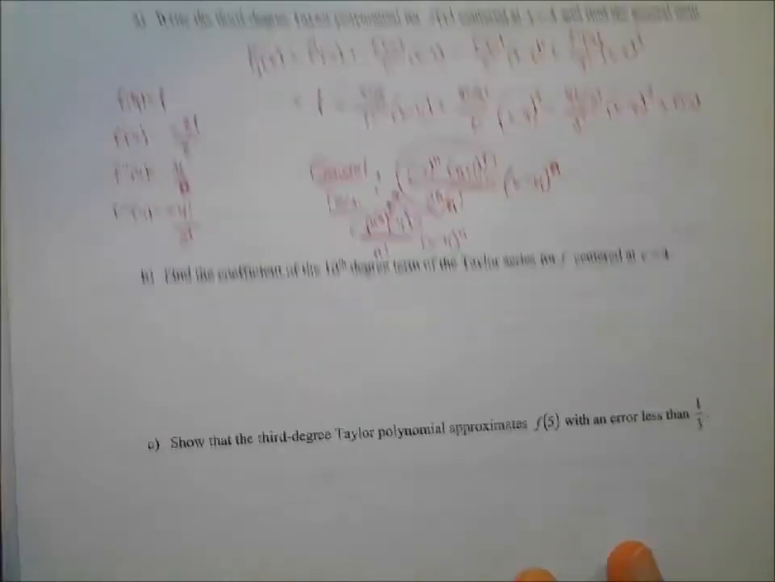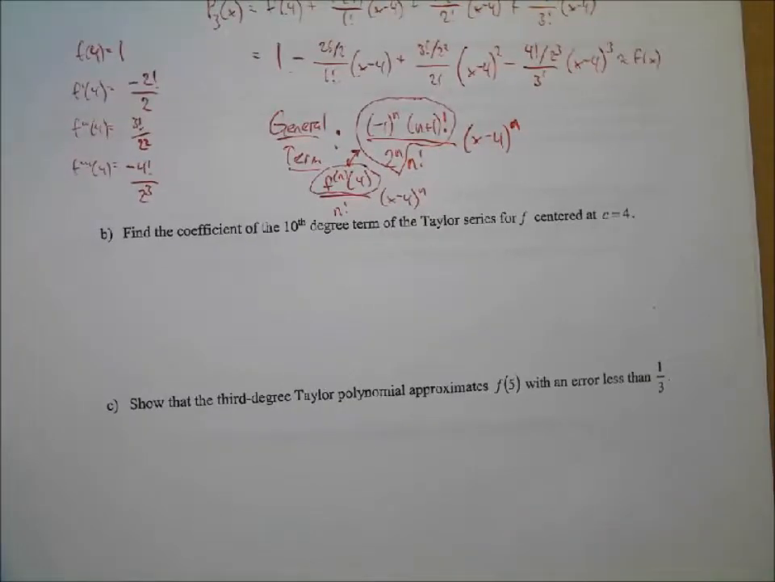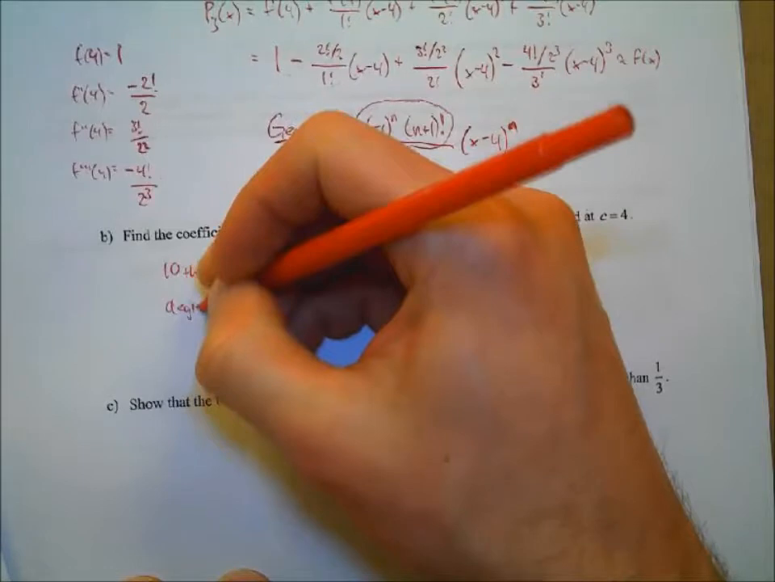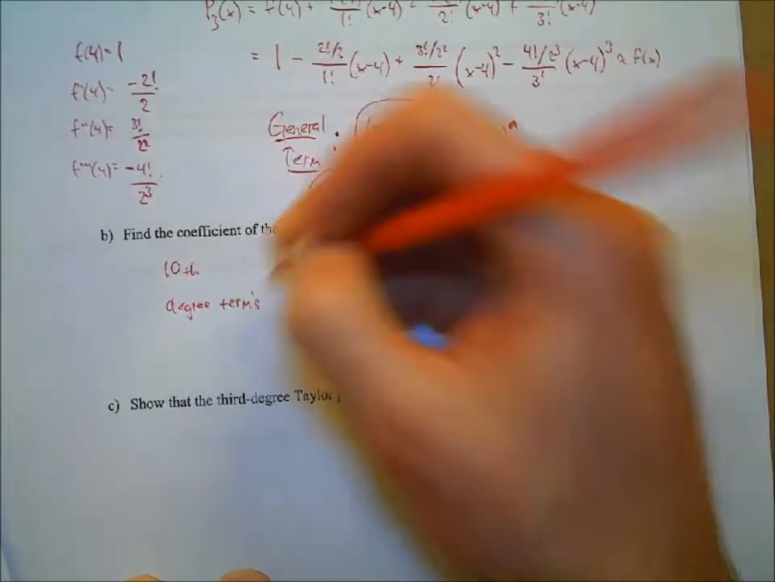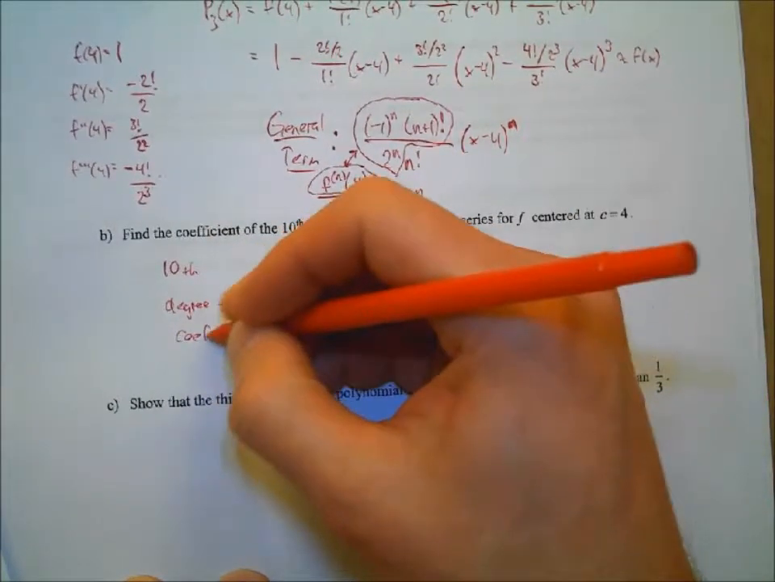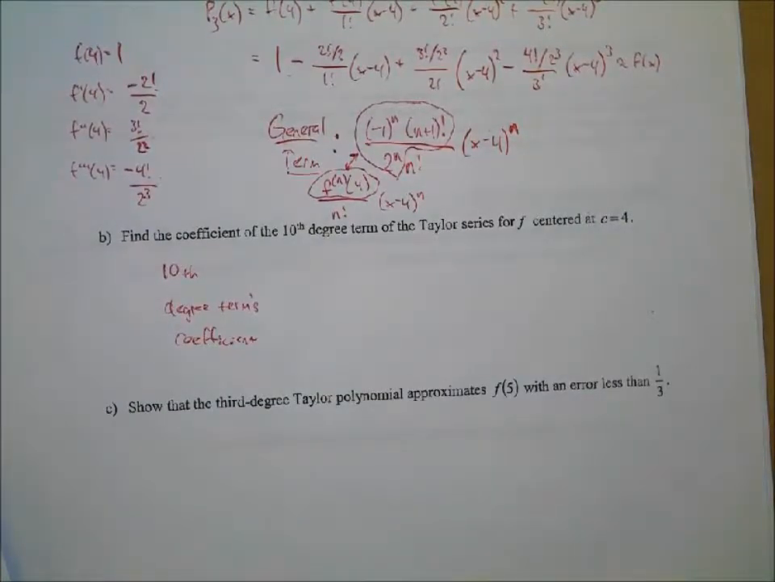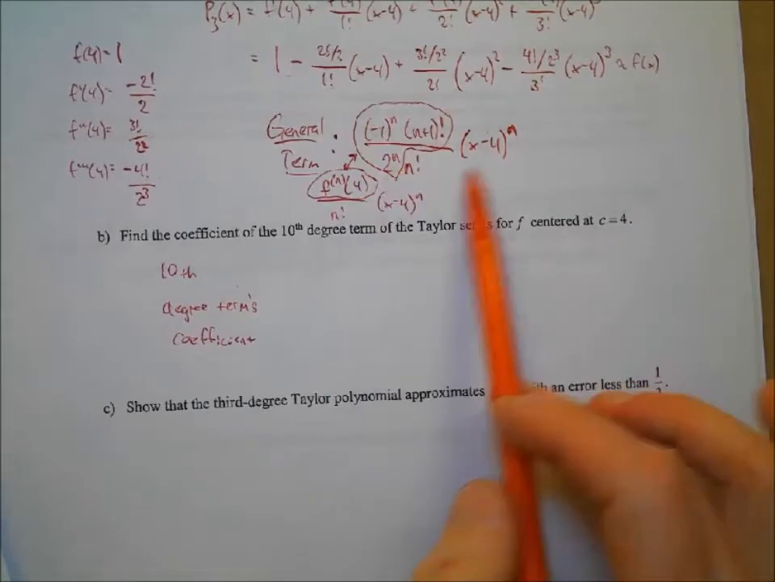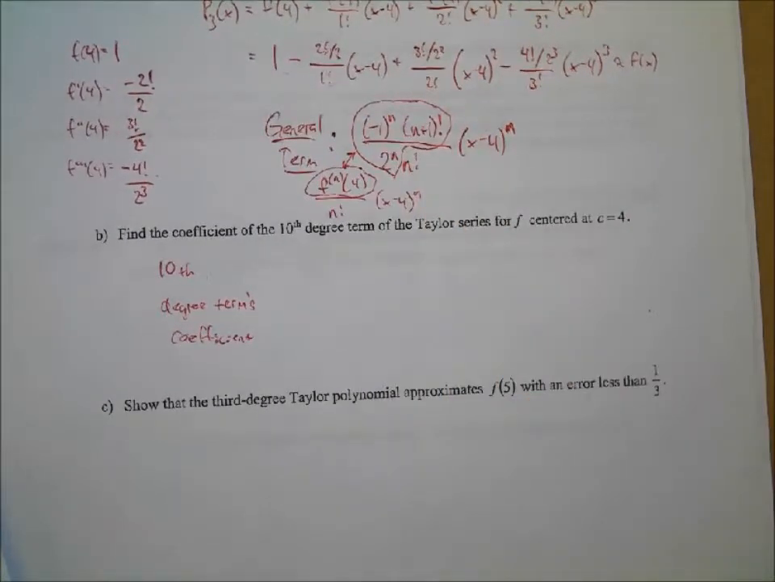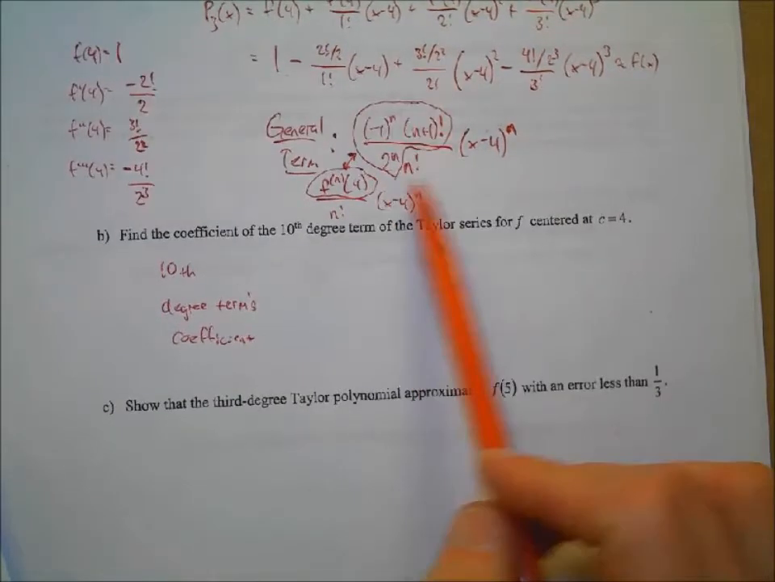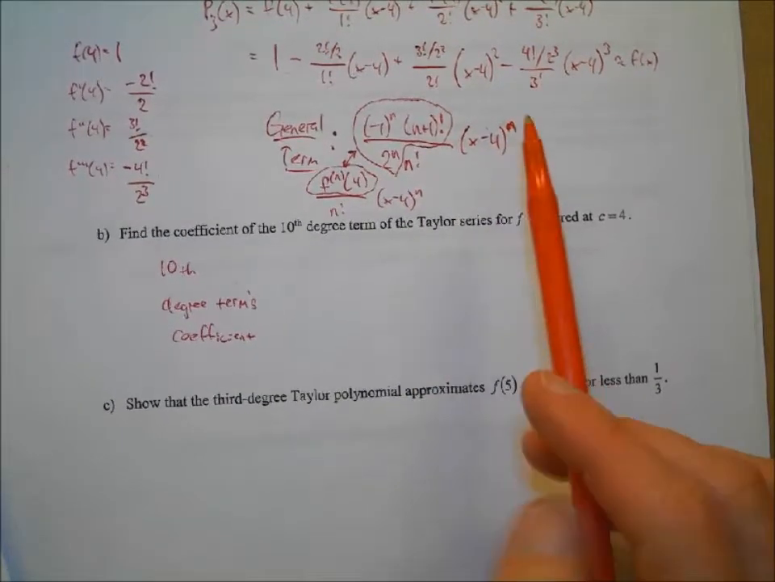Letter B: find the coefficient of the 10th degree term of the Taylor series for f centered at c equals 4. So we want the 10th degree term's coefficient. We have our general term right here, and we just want the coefficient. So which part of this are we going to throw out? The x minus 4 to the n part, right?